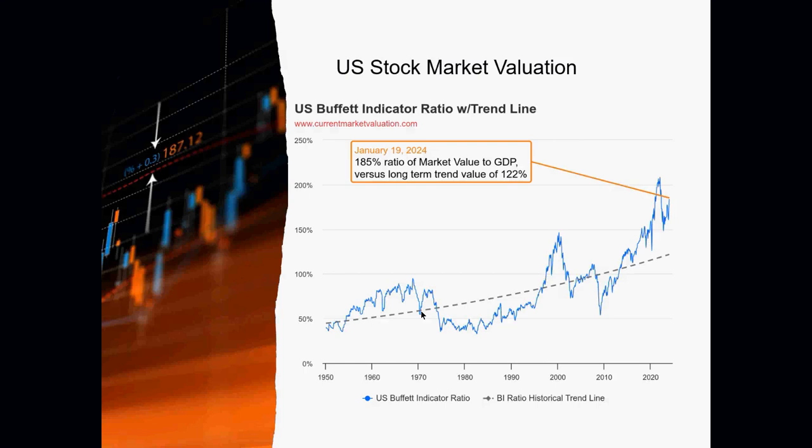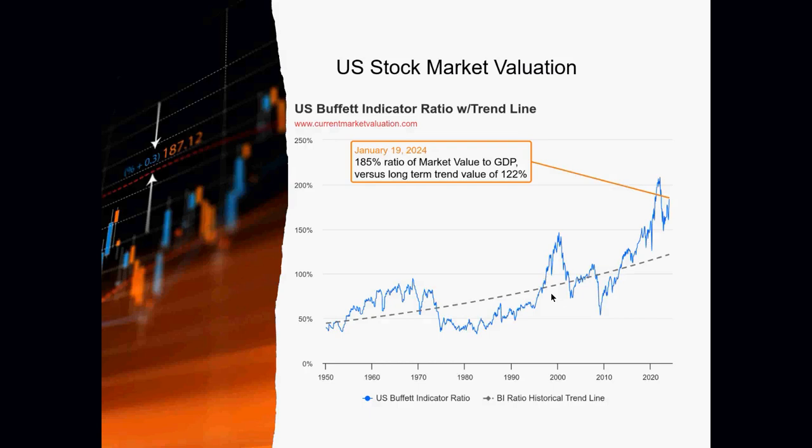So you can see that the blue line will go up and down around, following that dotted line. And when the indicator is above that dotted line, it means that the stock market is expensive. And when the blue line is below that dotted line, it means the stock market is cheap.